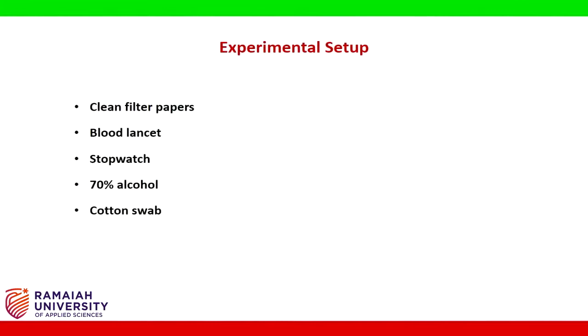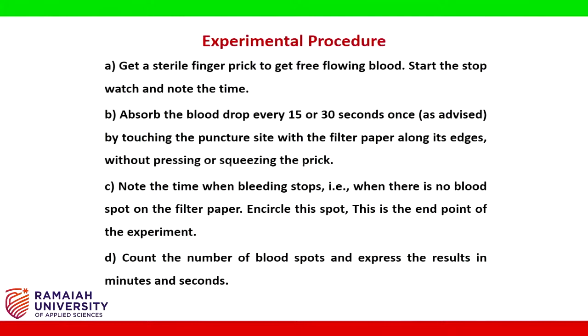Experimental setup: clean filter papers, blood lancet, stopwatch, 70% alcohol, cotton swab. Experimental procedure: bleeding time, Duke's bleeding time fingertip method. Get a sterile finger prick to get free flowing blood. Start the stopwatch and note the time.